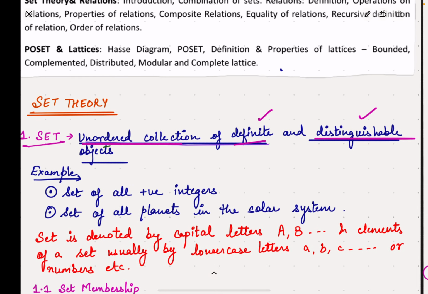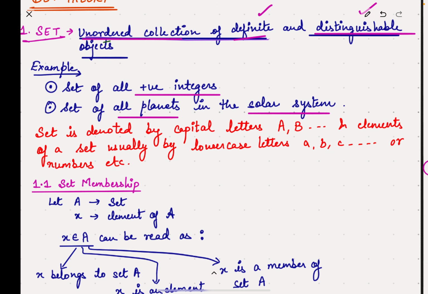Some examples of a set: if we consider all the positive integers, then we can call it a set. If we consider all planets in the solar system, then that will be considered as a set of all planets. A set is generally denoted by using capital letters. It can be denoted using small letters, but generally we denote it using capital letters.